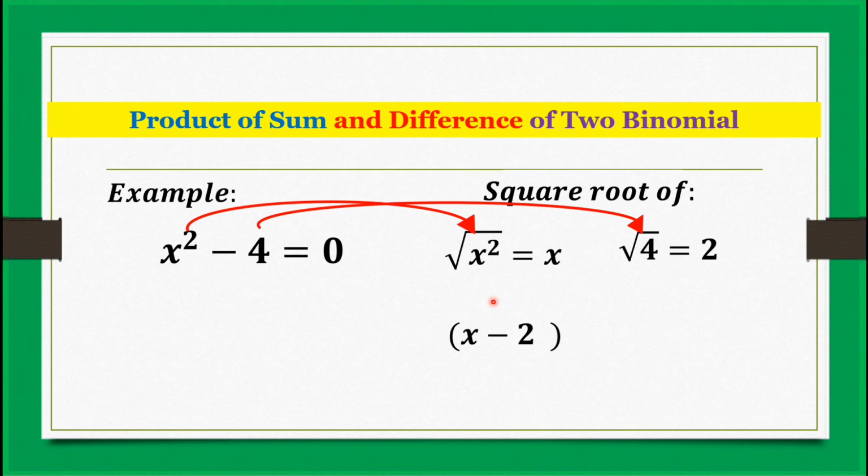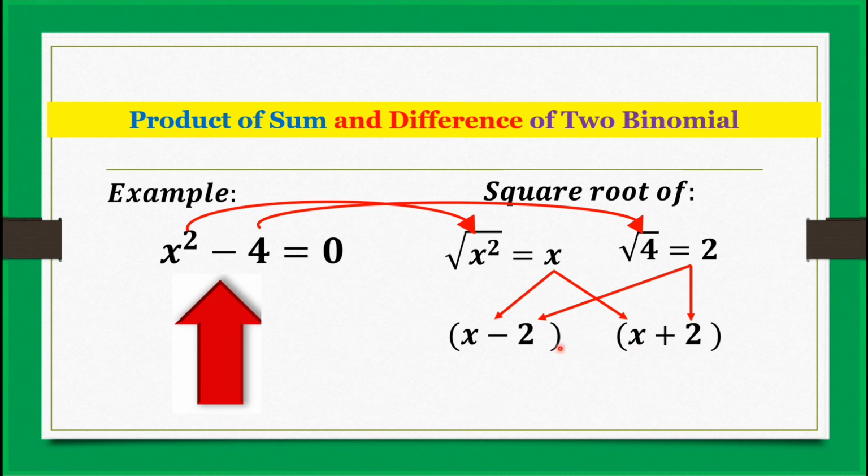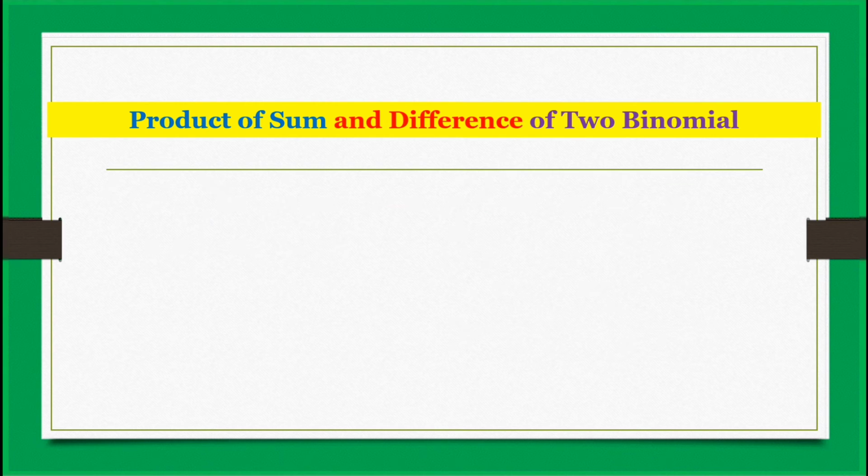Now, yung square root ng quadratic term ay ang ating ilalagay dito sa part na to. And, ang square root ng constant term or ng last term, dito naman sa kabilang side. And remember, since ito ay negative, ibig sabihin, ang gagamitin nating sign ay isang negative at isang positive. Now, the factors of x squared minus 4 equals 0 are the quantity of x minus 2 and the quantity of x plus 2.